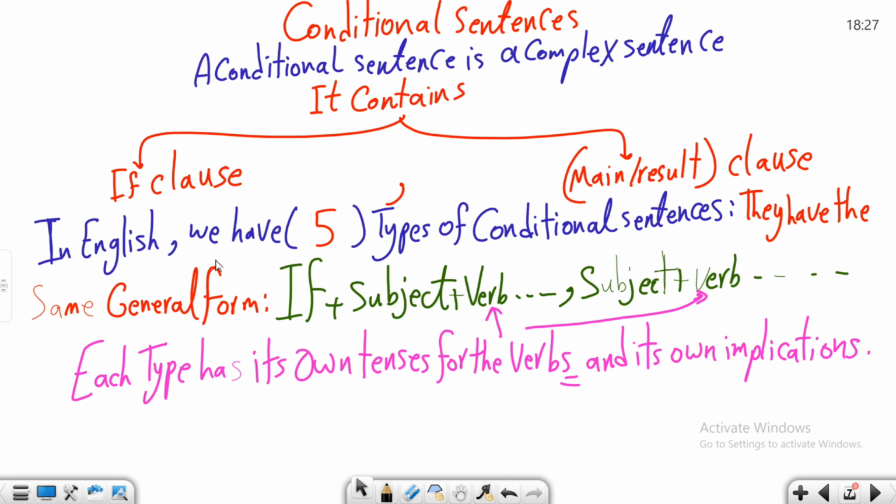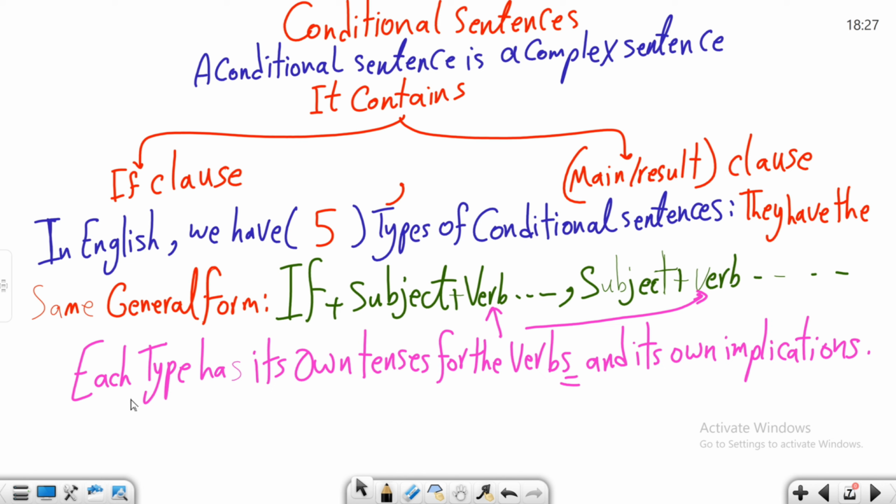And we said that we have 5 types of conditional sentences. They all have the same general form, which is the if clause: if, subject, verb, and the complement of this clause. And the second part is called the main clause, which includes the subject, the verb, and the complement.